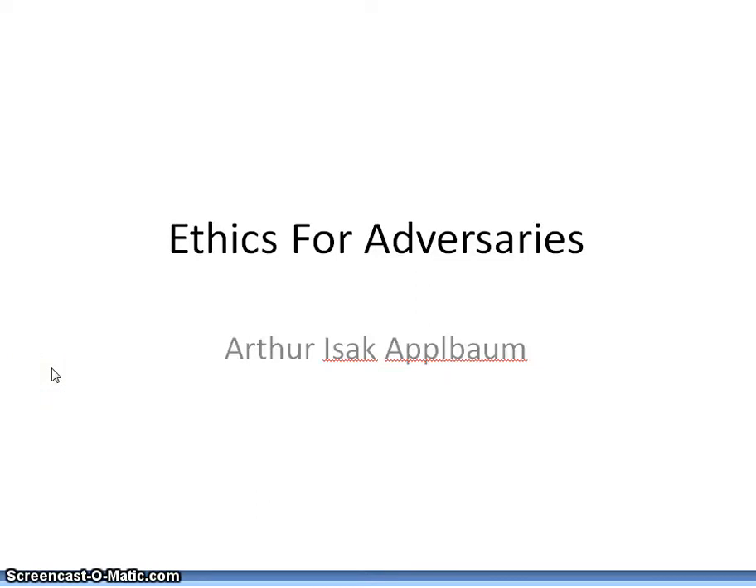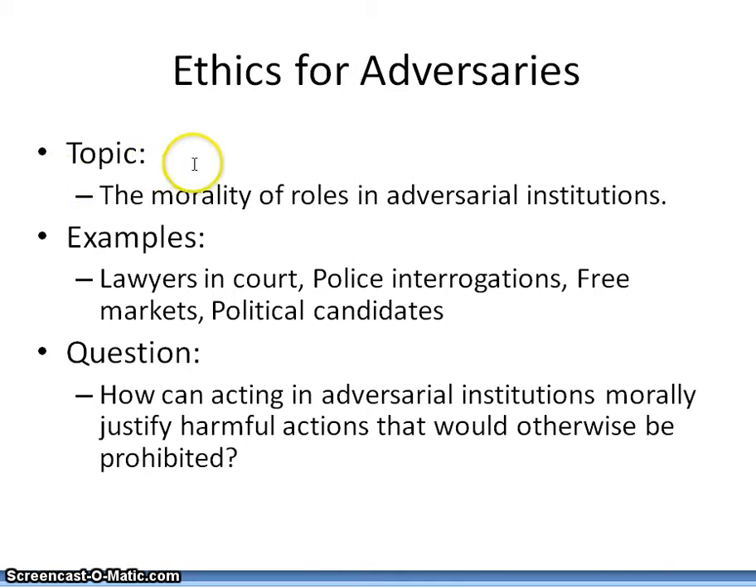Okay, in this lesson we're going to take a look at a book called Ethics for Adversaries by Arthur Applebaum. His main topic in the book is the morality of roles in adversarial institutions. Well, what are some examples?